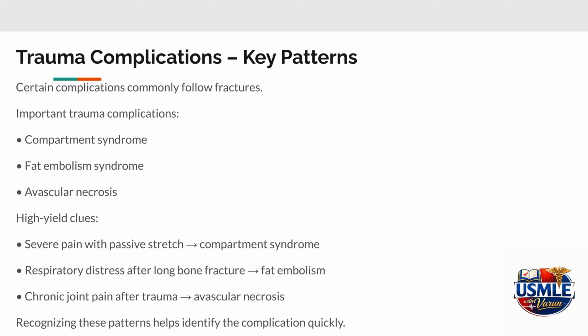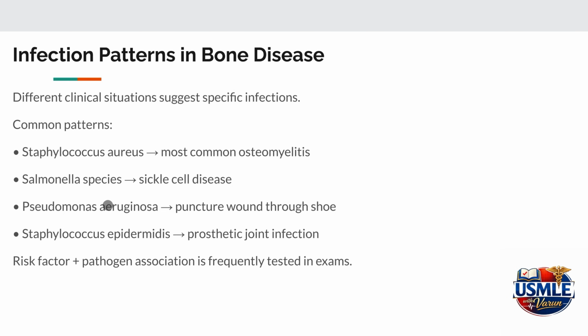Before we finish the video, let's review some of the most important complications associated with fractures. For example, compartment syndrome presents with severe pain that worsens with passive muscle stretching. Fat embolism typically develops after long bone fractures and presents with a characteristic triad of petechial rash, neurological symptoms, and respiratory distress. Another important complication is avascular necrosis, which occurs when blood supply to the bone is disrupted. Recognizing these clinical patterns helps us identify the complications really quickly.